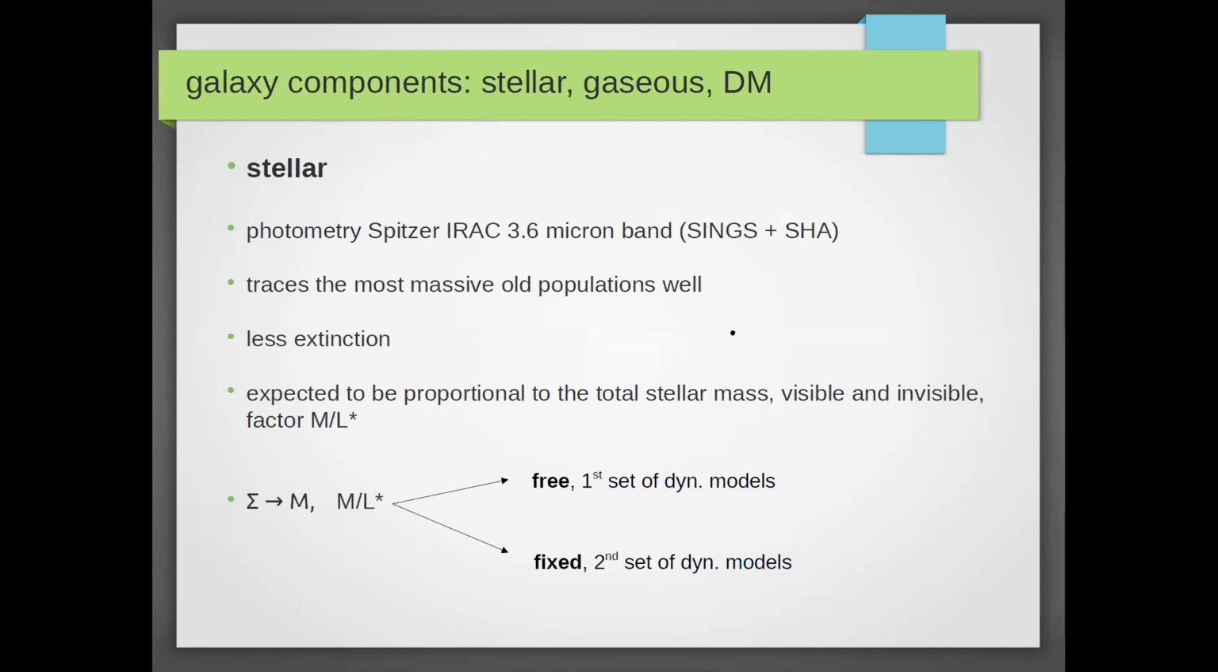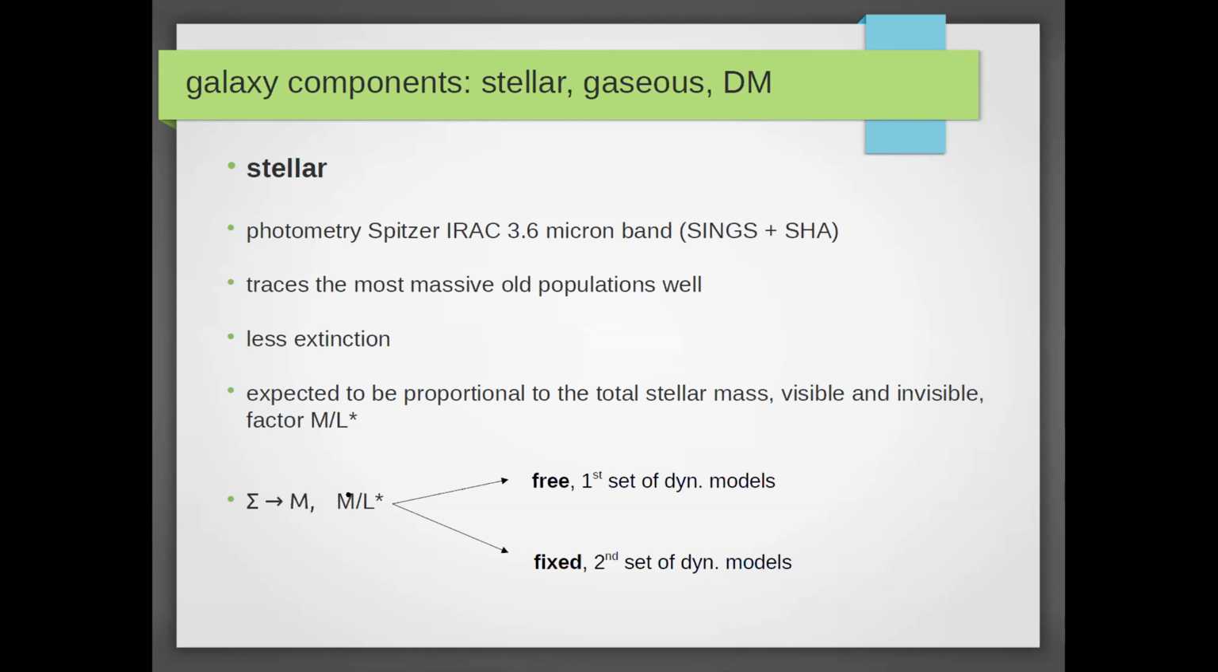And now we need to add more ingredients to our model. We said stellar, gas, and dark matter ingredients. Stellar came from the Spitzer 3.6 micron near-infrared band, because it traces the massive old populations very well, and it suffers the least extinction, both internally and externally. When we have the surface brightness of a galaxy derived, we should still scale it with a really important factor, the mass to light ratio, which is basically the main focus of our work.